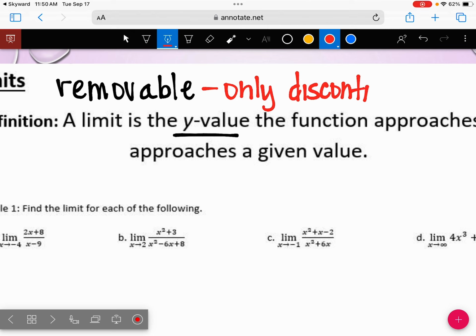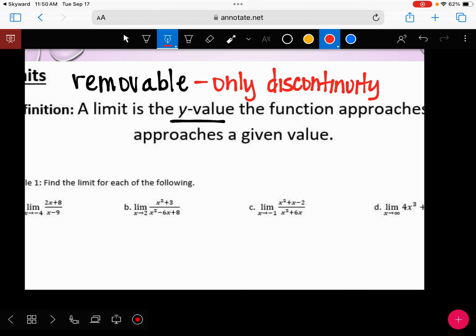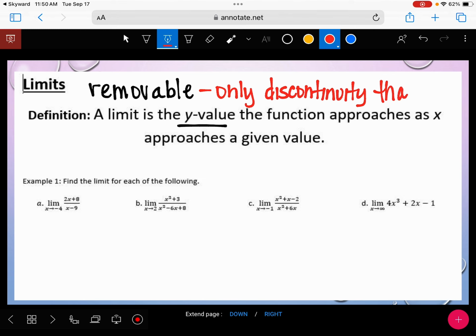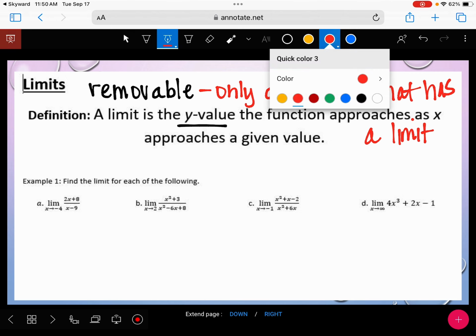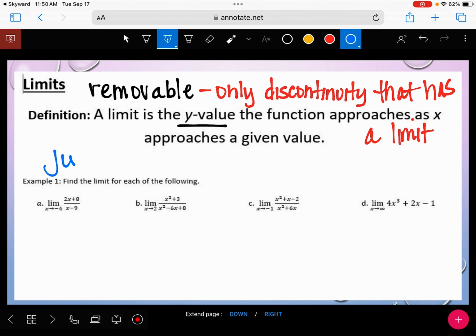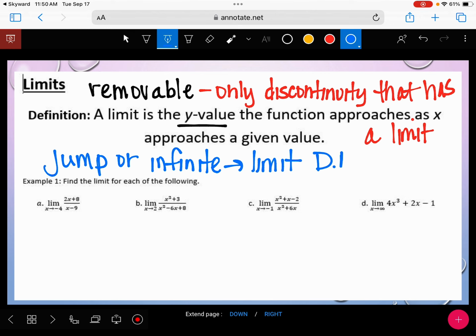Because we're going to be looking at graphs. Gotta write it under it. I ran out of room. So if it's a jump or an infinite, the limit does not exist. And we usually just put DNE. DNE represents does not exist. So jump or infinite does not exist.